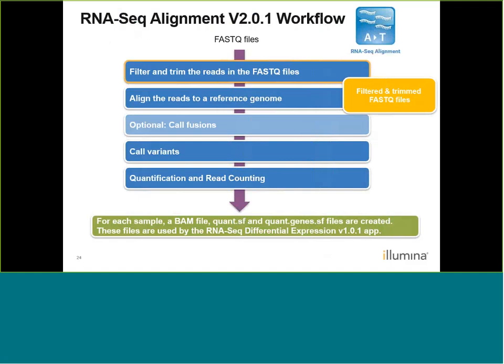So first, let's talk about filtering and trimming the reads in the FASTQ file. From this, you're going to get your filtered FASTQs that would then get put into the alignment. So let's detail that a little bit more.